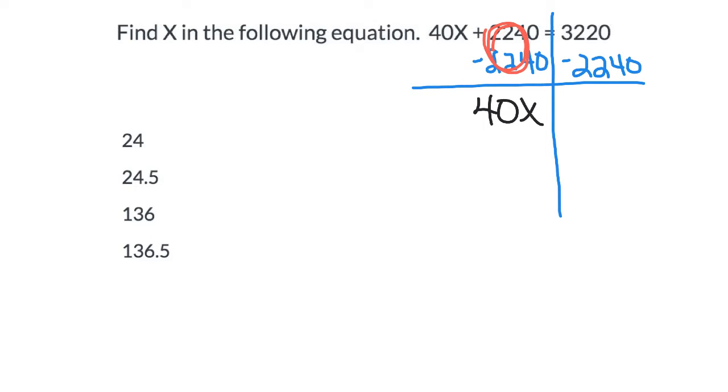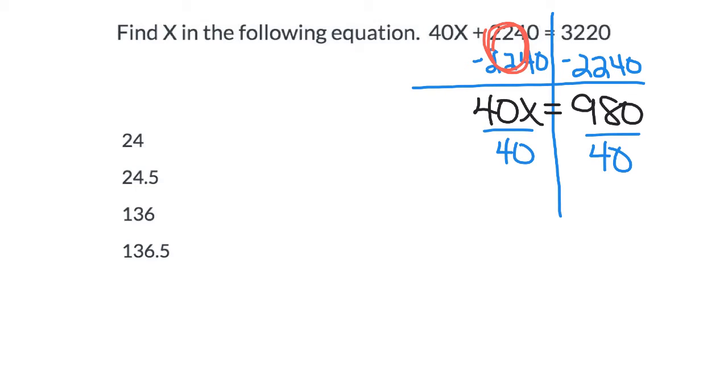40x. And that is equal to 3,220 minus 2,240. So 3,220 minus 2,240 is equal to 980. So now we have 40x is equal to 980. We're multiplying the 40 and the x, so in order to undo that, we're going to divide both sides by the 40.